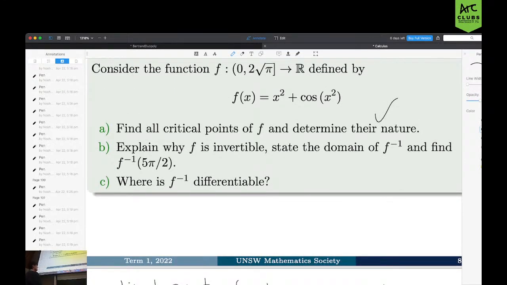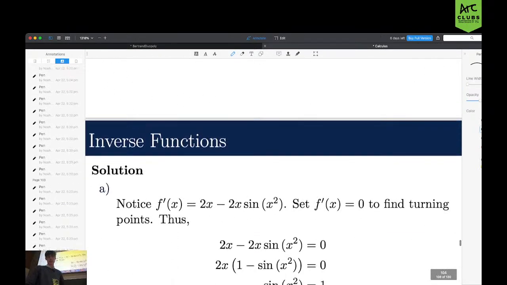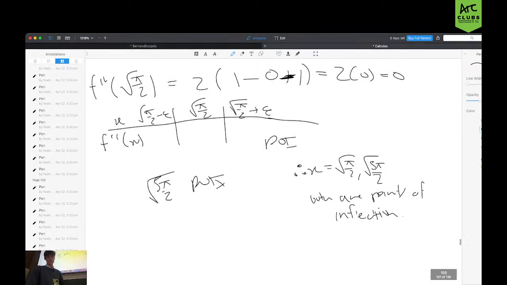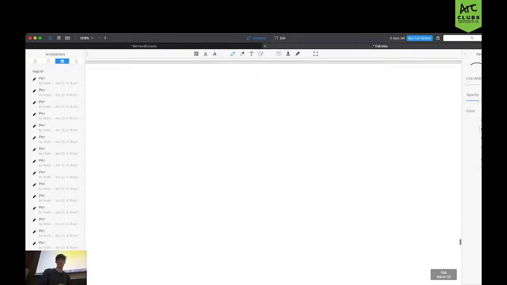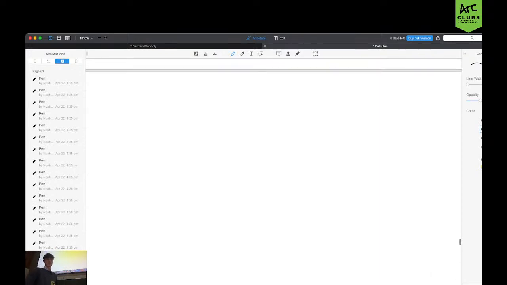Now we need to explain why f is invertible, and then state the domain of its inverse, and then hence find f inverse of 5 pi on 2. Right, so why is f invertible? Let's remember, for a function to be invertible, if it's 1-to-1, then we know it's invertible, right? So if we could show that f of x is 1-to-1, then we can conclude that it's invertible.